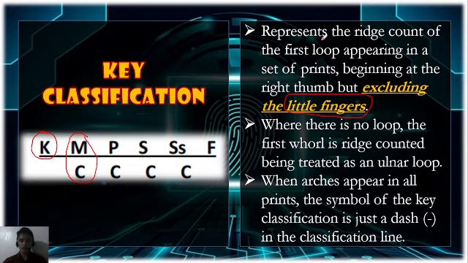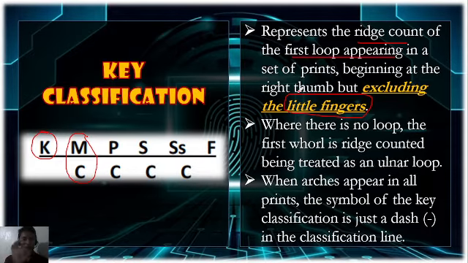So what are we going to do in here? This key classification represents the ridge count of the first loop appearing on the set of prints, beginning from the right thumb going to the left little finger. But we are going to exclude the left little finger and the right little finger. So it is from the right thumb to the right ring finger, and then from the left thumb to the left ring finger. That is what we will consider.